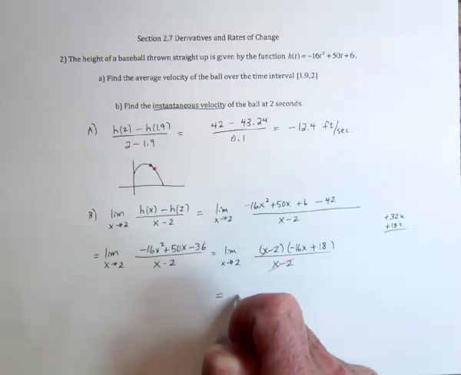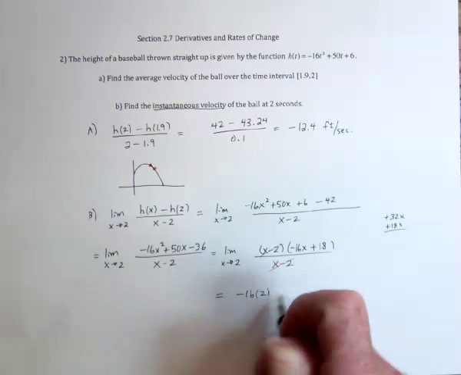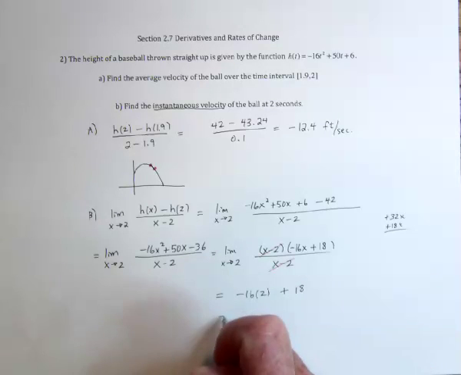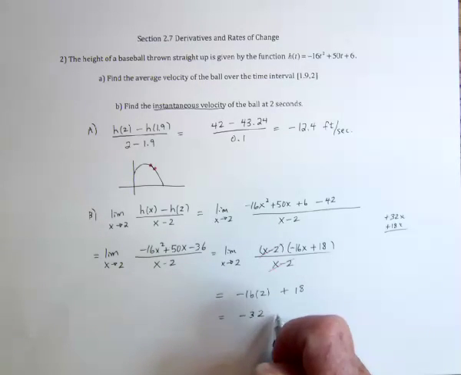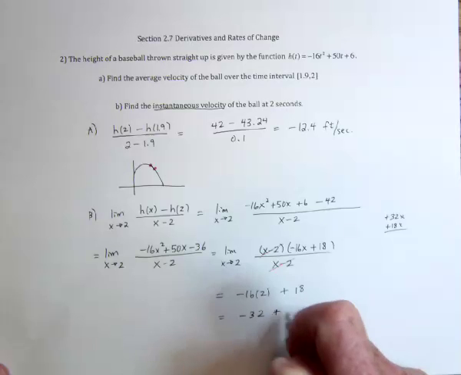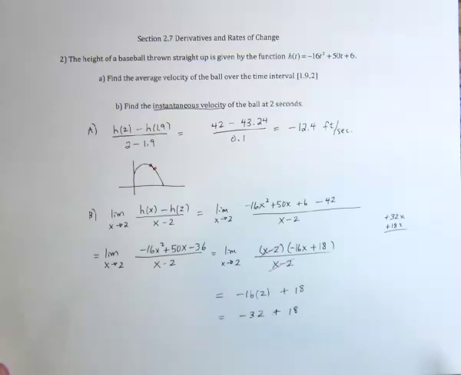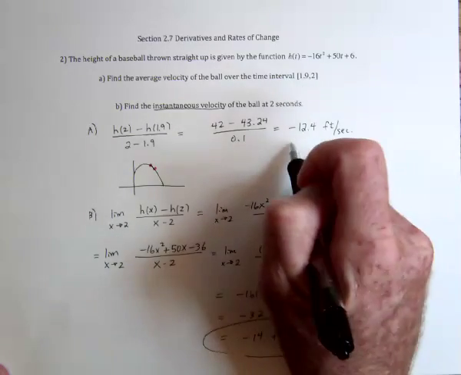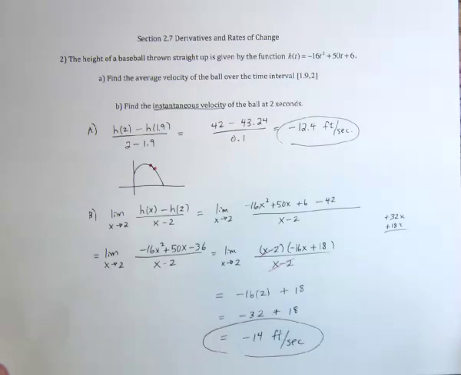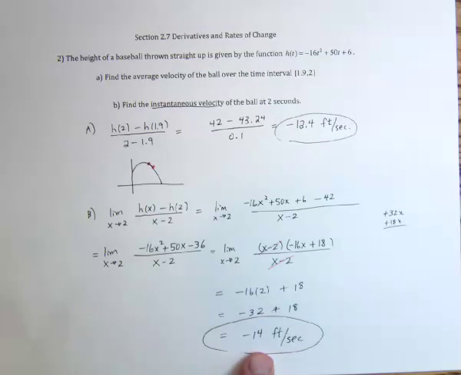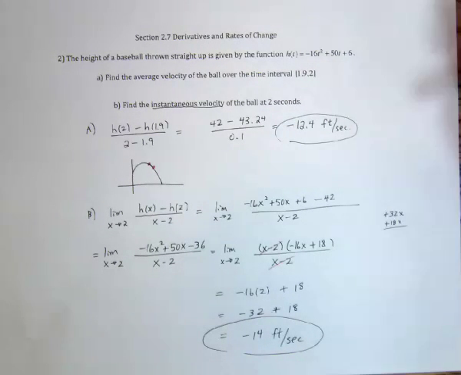Substitute the 2, so it's going to be negative 16 times 2 plus 18. And so the final answer seems to be negative 14 feet per second. So our estimate over here of negative 12.4 was okay, but to be more accurate, it's actually the instantaneous velocity, negative 14 feet per second.